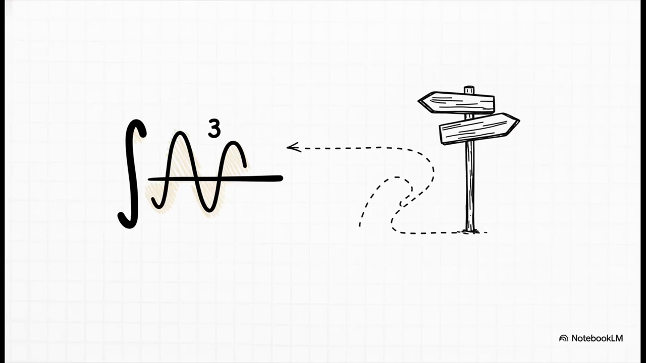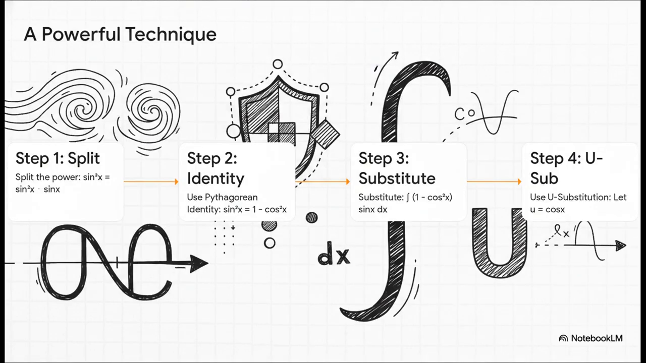Okay, so that worked great for an even power. But what about an odd one? Let's dial up the difficulty just a little bit and look at the integral of sine cubed of x. For this one, we're going to need a slightly different, but just as powerful, strategy. Here's the playbook. Step 1, we split that odd power. We rewrite sine cubed x as sine squared x times sine x. Now, why would we do that? Because it leaves us with a single sine x to work with.